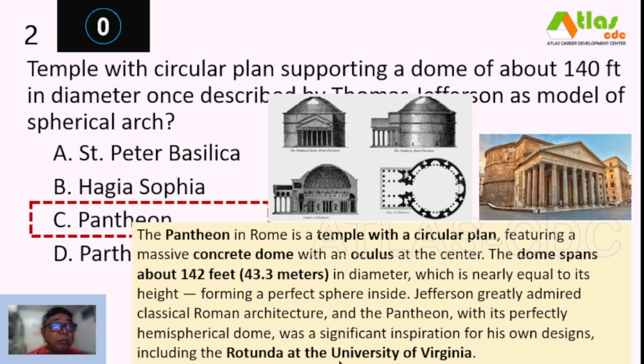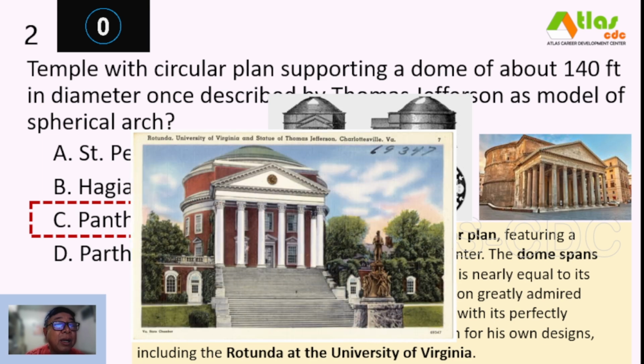The dome spans about 140 feet or 43.3 meters in diameter, which is nearly equal to its height, forming a perfect sphere inside. Jefferson greatly admired classical Roman architecture and the Pantheon, which is perfectly spherical dome, and was a significant inspiration for his own designs, including the Rotunda at the University of Virginia. So this is the design of the Rotunda at the University of Virginia by Thomas Jefferson.